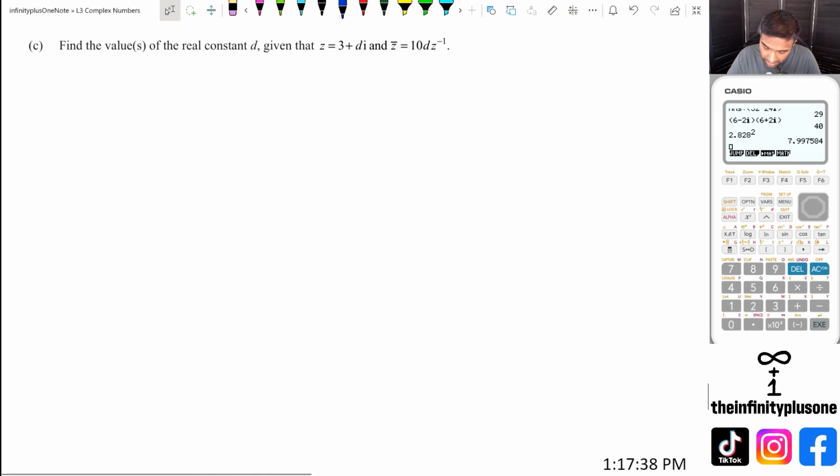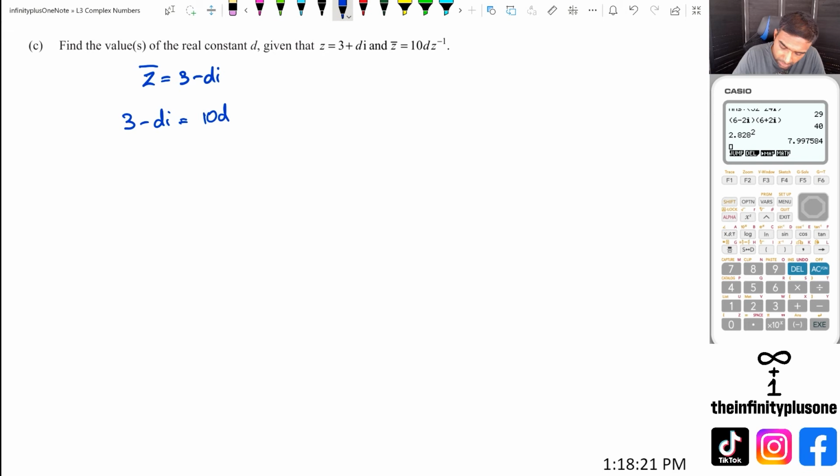Often achieved. Right, c, what we've got is given that z equals 3 plus di. Okay, so we've got the conjugate of z is 3 minus di. So we've got 3 minus di equals 10d over z. So we've got 3 minus di equals 10d over 3 plus di. Cross multiplying this, I'm going to get 3 plus di times 3 minus di equals 10d.